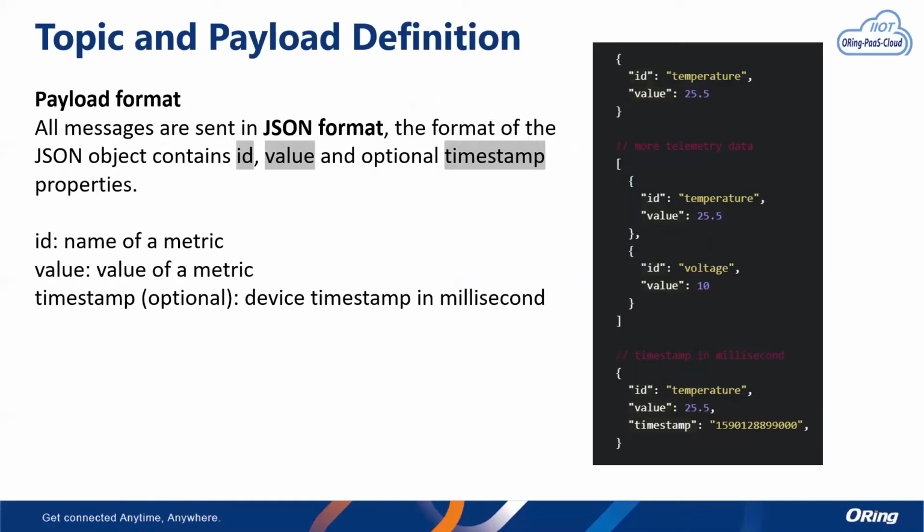For the payload format, we are always using JSON. The format of the JSON contains ID, value, and optional timestamp properties. ID is the name of a metric, value is the value of a metric, and timestamp is optional; it provides the time in milliseconds. On the right side of the screen, you can see some examples of JSON format, which is acceptable by our cloud platform and data logger. For example, if you would like to send a temperature value from a sensor, it's ID temperature, value 25.5.